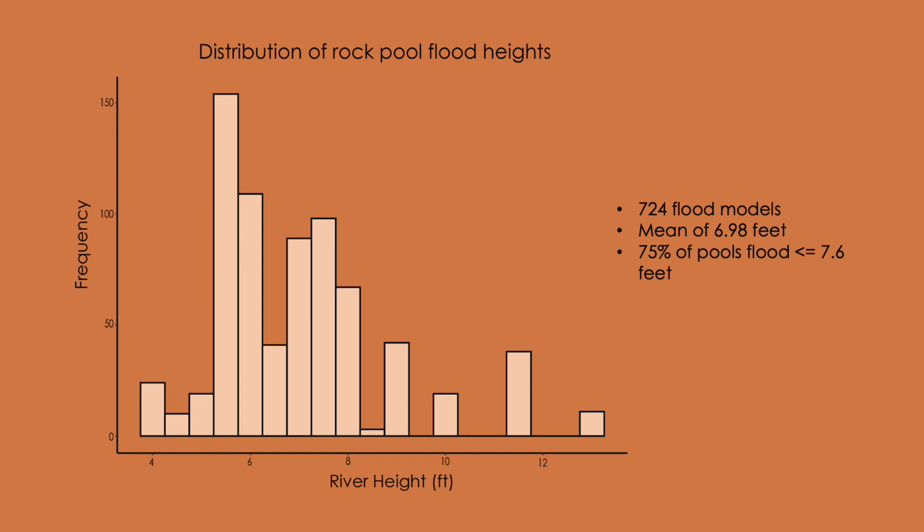Modeling the data in R allowed us to automate this process and model the inundation height for over 700 pools. This figure gives the distribution of flood heights for pools on Belle Isle. We currently have models for 724 pools. Of the models we've created, the mean flood height is 6.98 feet, and 75% of the pools are inundated at a river height of 7.6 feet. We are continuing to improve the precision of these models by obtaining more aerial drone images.